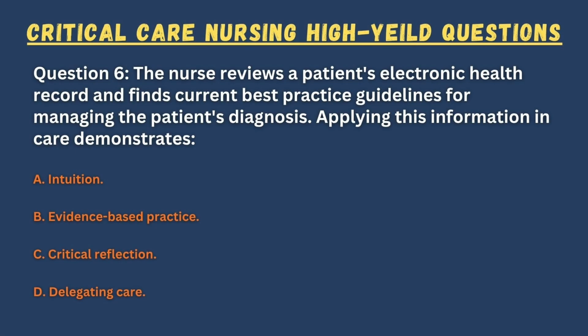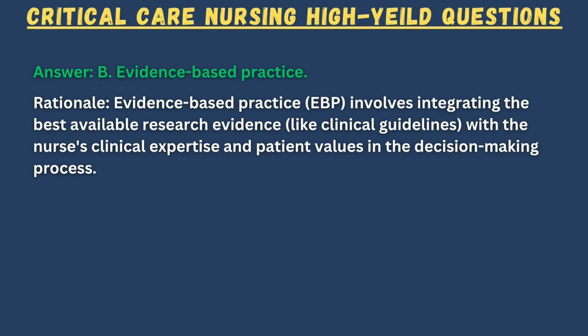Question 6. The nurse reviews a patient's electronic health record and finds current best practice guidelines for managing the patient's diagnosis. Applying this information in care demonstrates: A. Intuition. B. Evidence-based practice. C. Critical reflection. D. Delegating care. Answer: B. Evidence-based practice. Rationale: evidence-based practice, EBP, involves integrating the best available research evidence, like clinical guidelines, with the nurse's clinical expertise and patient values in the decision-making process.